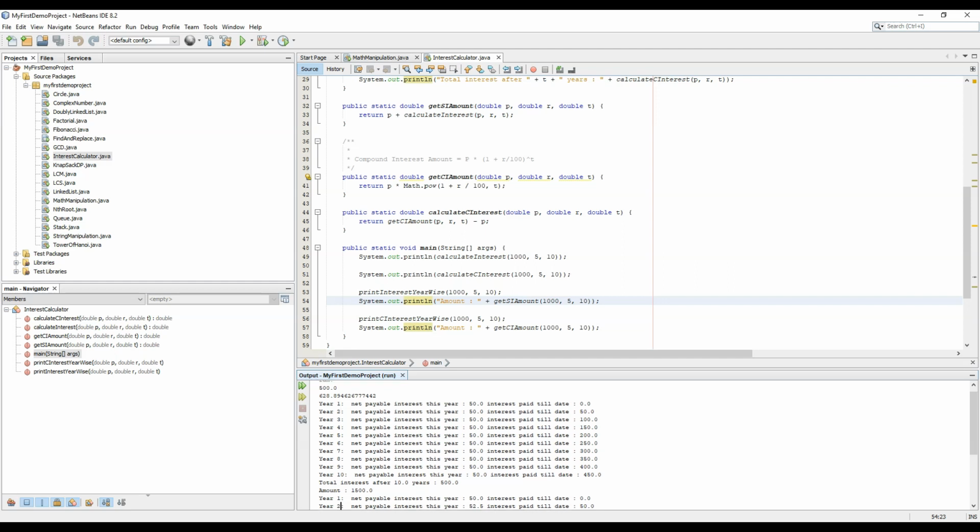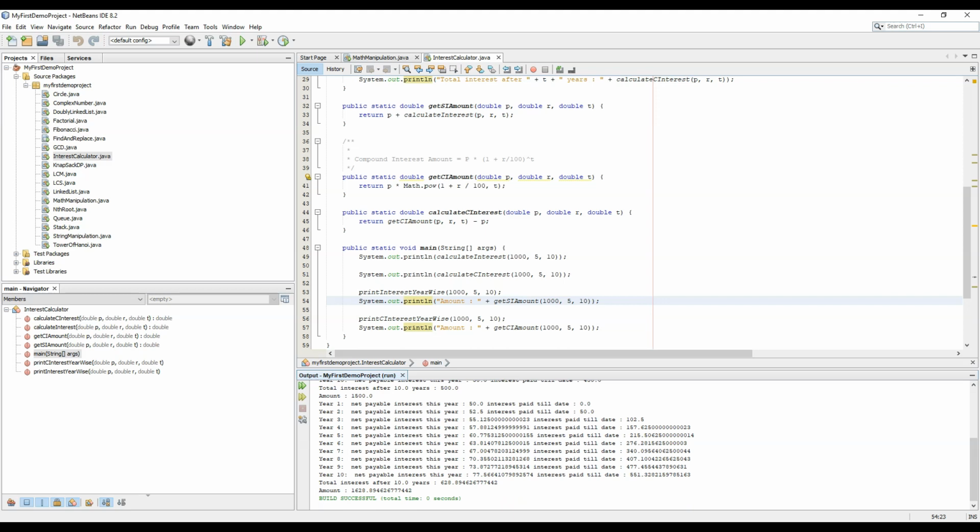This is the simple interest, which is 50 fixed for each year, but this is compound interest. The compound interest initially is 50.0, but for the second year it is 52.5, and 50 is already paid till date, and third is 102.5, that's 50 plus 52.5 is paid, and 55 is compounded on the interest calculated in the previous year plus the principal. So it is compounded annually.